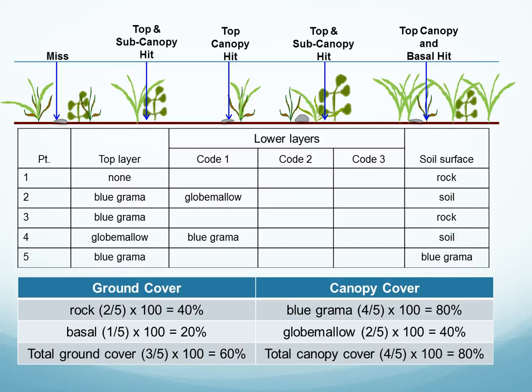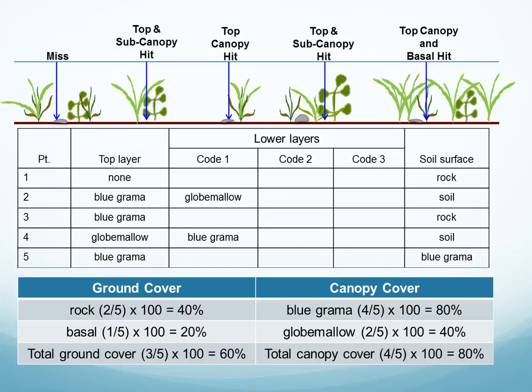Okay, now if we look at canopy cover, we sum for each individual species the number of hits. So for blue grama, there were 4 hits out of 5 for 80% cover. So we sum the top layer and lower layers for our canopy cover categories. Similarly with Globe Mallow, there was one top canopy hit and one lower canopy or sub-canopy hit for 2 hits, or 40%.